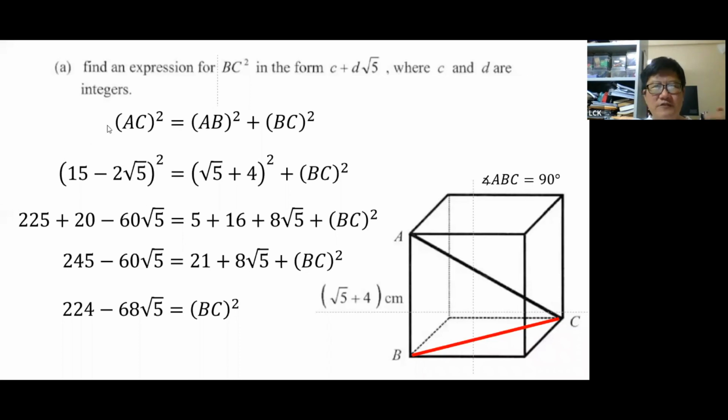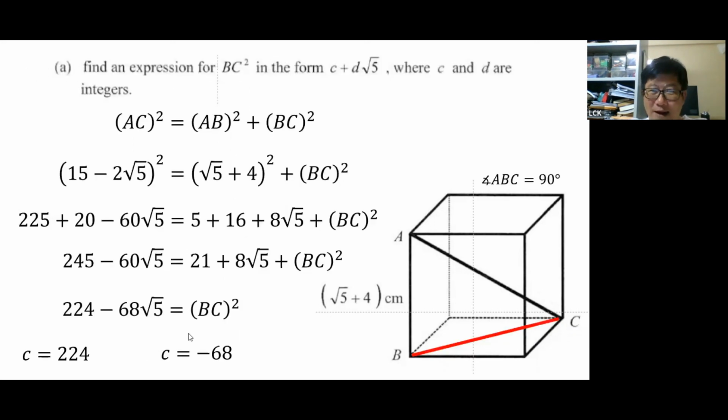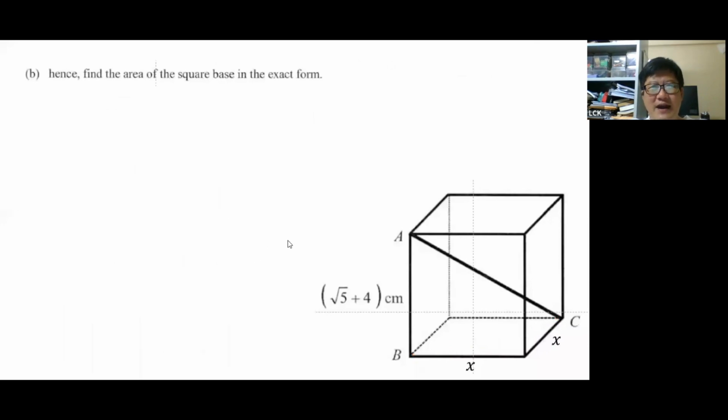Now, after solving A, I've already found the expression. The expression is 224 minus 68 square root 5. Now, expression in which C and D are integers. So C is 224, D is minus 68. So look at this and take your C here, 224, D is minus 68. Now, the next one is hence. That means from what I have found here, find the area of the square base.